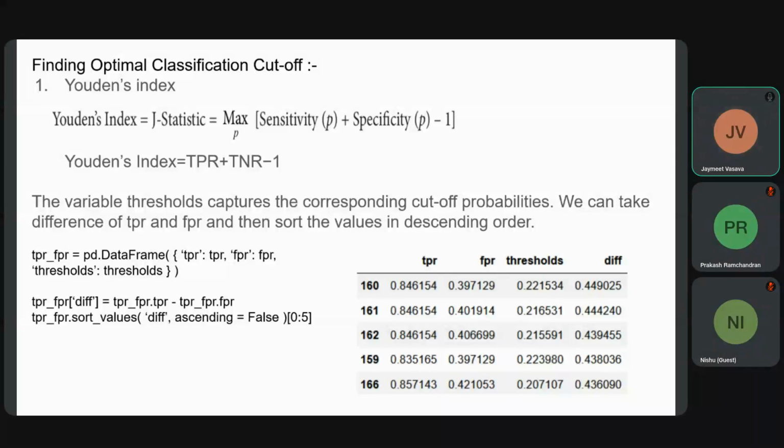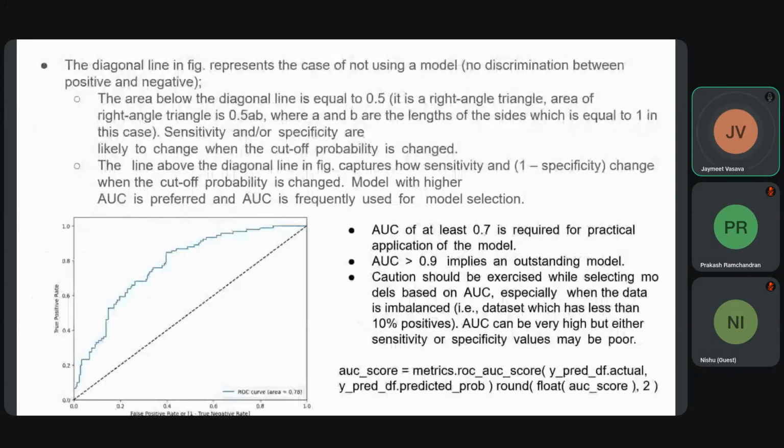So for the data frame that we have created, creating the FPR and TPR, and creating a data frame for them, passing the thresholds as thresholds, TPR as TPR, FPR as FPR.